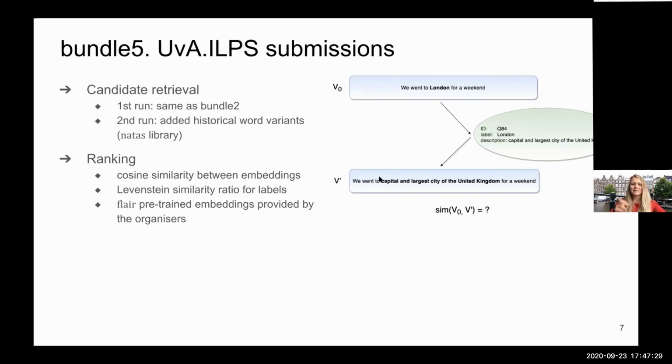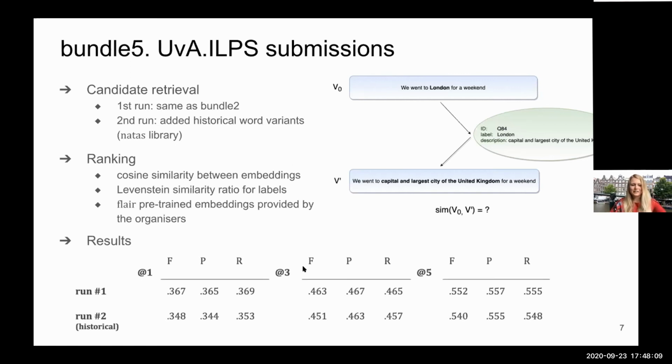So we compute cosine similarity as the main score, then we multiply it by the Levenshtein similarity ratio for the labels, so between the mention and the candidate label. Again, to prefer precise matching, but not as much as previously. And we used pre-trained Flair embeddings provided by the organizers. On top of them, to embed documents, we used LSTM-based embeddings also from Flair. Oh, and I haven't mentioned yet, this time it's only for English.